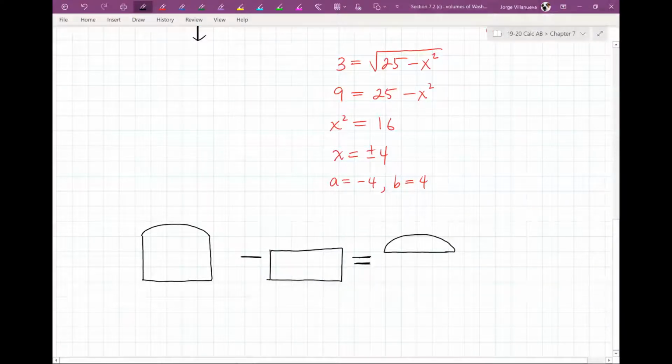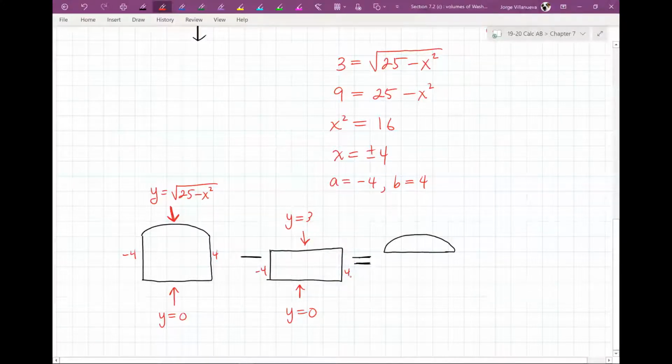So, what's the top equation for this thing that looks like a piece of bread? This right here. Alright, so y equals radical 25 minus x squared. What's the bottom equation? y equals what? 0. And from where to where? -4 to 4, okay. The rectangle, what's the top equation? y equals 3. Bottom equation? y equals 0. From where to where? -4 to 4. So there you go.